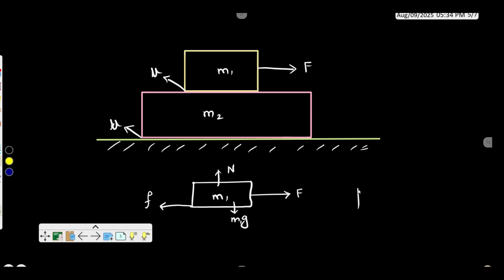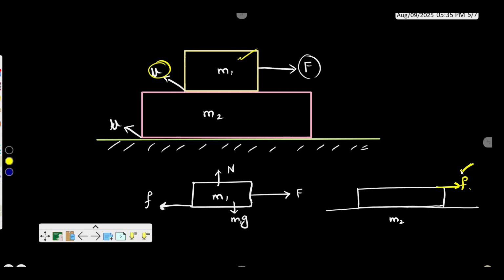Now, how will M2 move? M2 will move only because of friction. That's all. There is no applied force on M2. Force is applied only on M1. M2 will move only because of friction. So the friction which was applied here would be in this direction. As the block M1 is moving forward, it wants to move forward. This block M2 wants to move backward relative to it. So friction will be applied in this direction. So whatever friction is present here, that would be present in this direction.